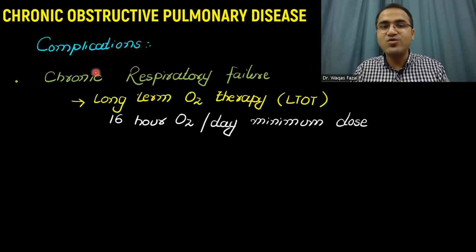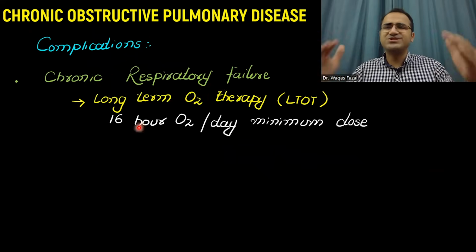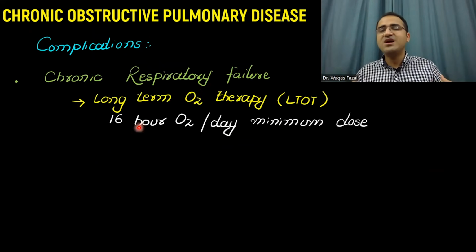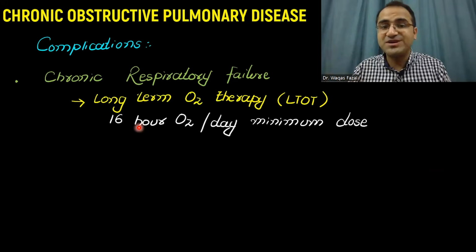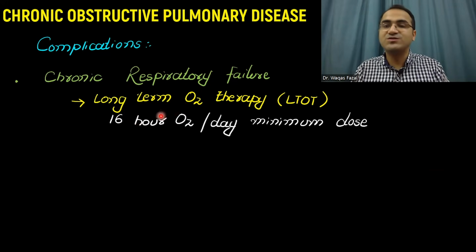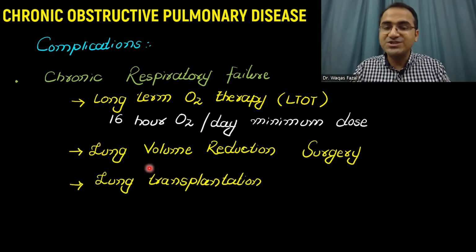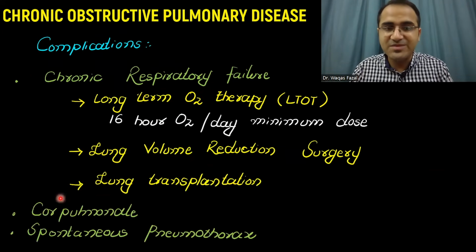Complications of COPD include chronic respiratory failure. Since these patients are chronically hypoxemic, chronically low oxygen, they can go into chronic respiratory failure, and that can be treated with long-term oxygen therapy or home oxygen therapy. Lung volume reduction surgery can be done, lung transplantation can be done.